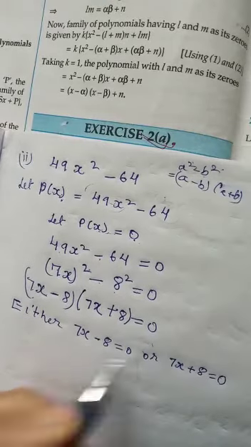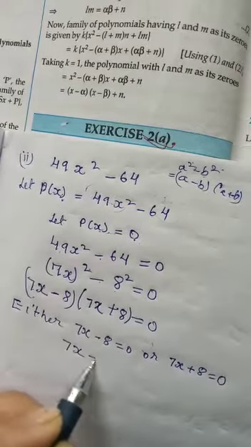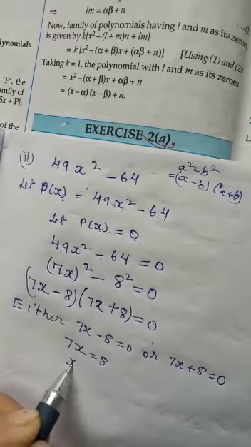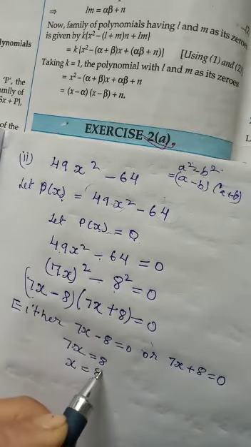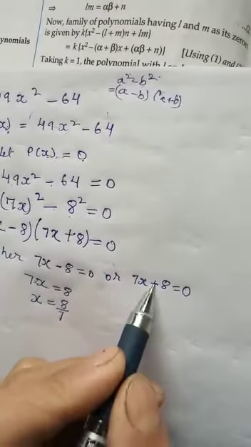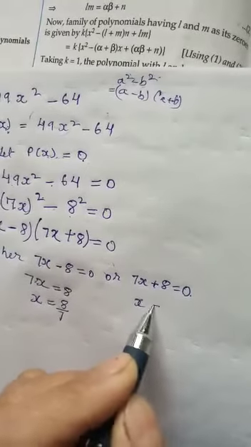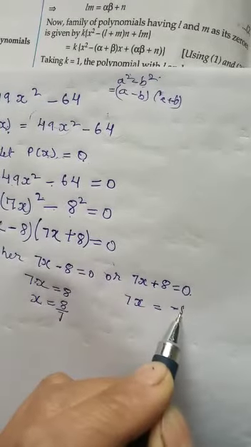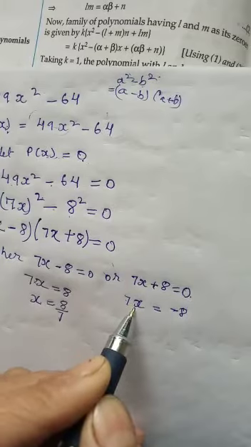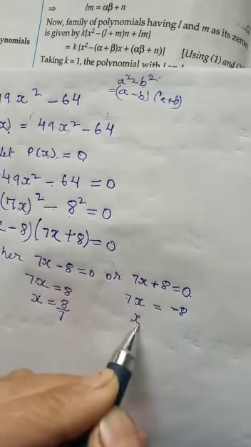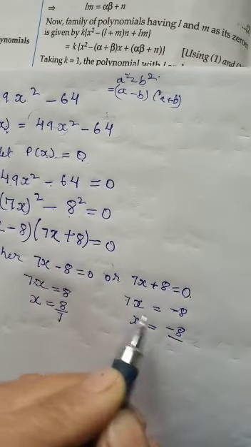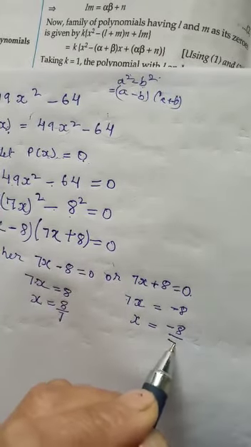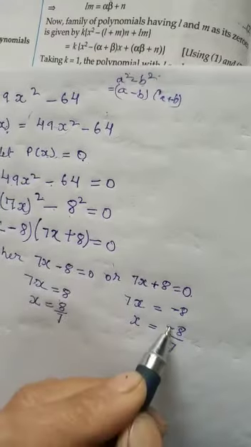This is minus 8, take that side, it will become plus. So 7 times x; between 7 and x there is multiplication. If I bring it this side, it will become divide. So the value of x is 8 by 7. This is plus 8, take that side, it will become minus. Then between 7 and x there is multiplication. If I bring it this side, it will become divide. So those two values for x are 8 by 7 and minus 8 by 7.